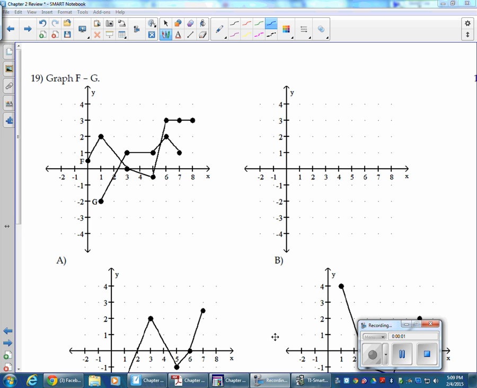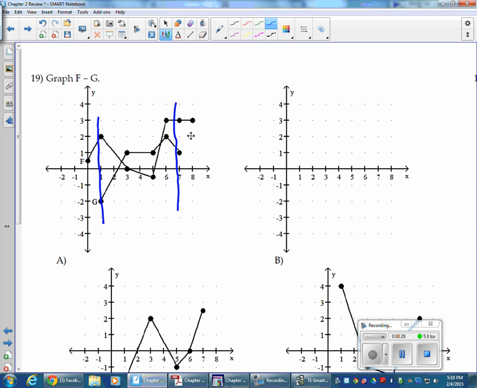Okay, we're going to pick up here at problem number 19 where we've got to graph f minus g. Now, as we saw in the last couple of problems, if we've got an f plus g or an f minus g or an f times g or even an f divided by g, we can only do that where we have both graphs. So the only places I'm going to graph f minus g are between 1, because that's where I have both of them, and 7.